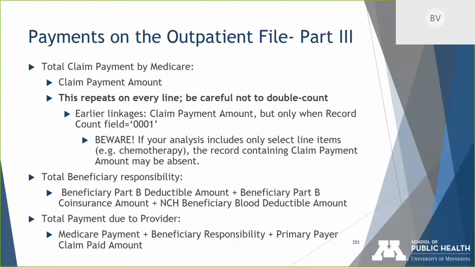So you have your total claim payment amount. There's a total beneficiary responsibility that includes the Part D deductible, co-insurance, and blood deductible amounts. And then if you want the total payment due to Medicare, Medicare payment plus beneficiary responsibility plus primary payer claim paid amount, that will be the total amount that's paid to the provider.